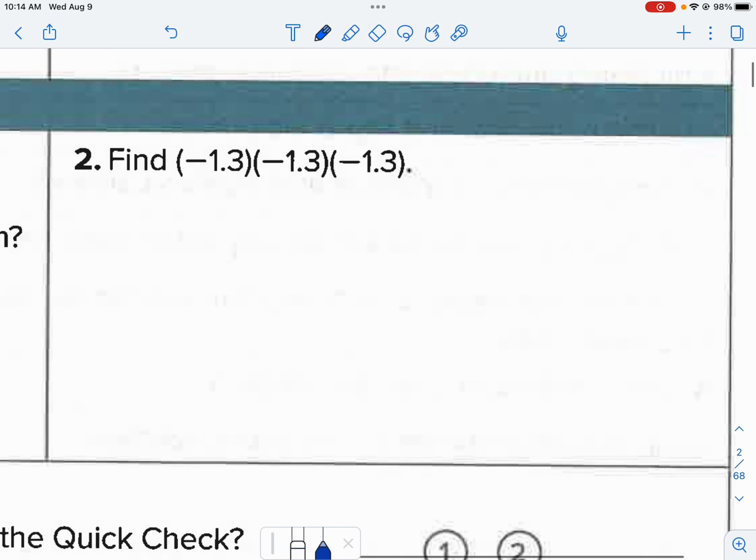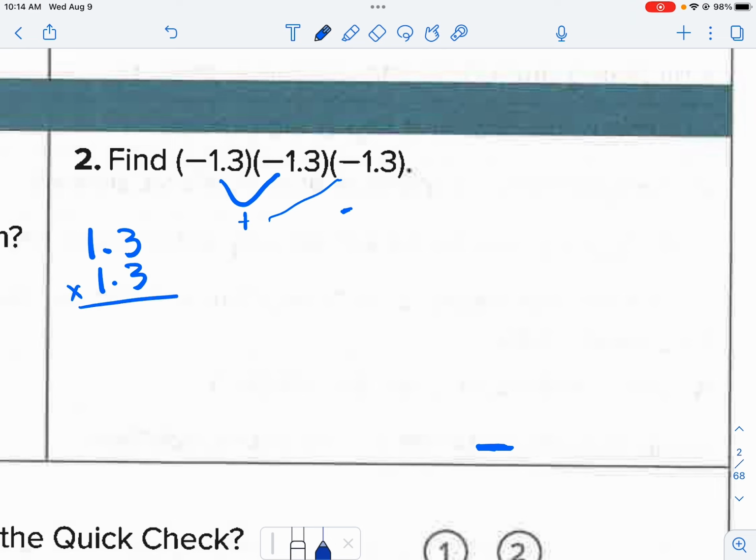Then over here, a negative times a negative would be a positive, and a positive times a negative is going to be a negative. So whatever my answer comes out to be, it is going to be negative. I'm going to take 1.3 and multiply it by 1.3. 3 times 3 is 9, 3 times 1 is 3, 1 times 3 is 3, and that's 1. So I have 9, 6, 1. There are 2 decimal spots, so I put that there.